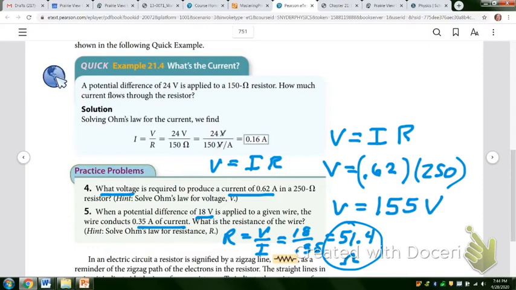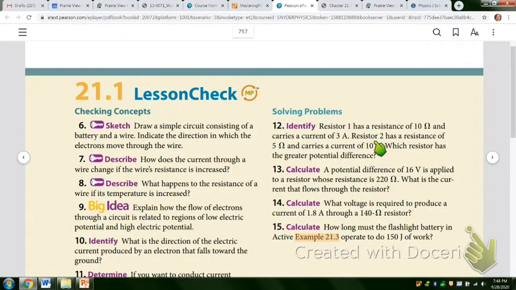All right, now we're at the lesson check on page 757, and we're going to do problem number 12. It says resistor 1 has a resistance of 10 omegas and carries a current of 3 amps. Resistor 2 has a resistance of 5, I've been calling those omegas. I think I should be calling those gammas. I need to check on that. And carries a current of 10 amps. Which resistor has the greater potential difference? And remember, potential difference is another phrase for voltage. So it's really saying which one has the greater voltage.